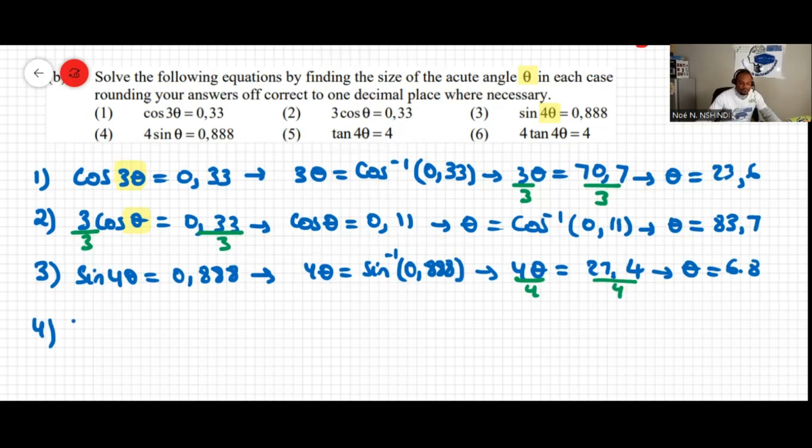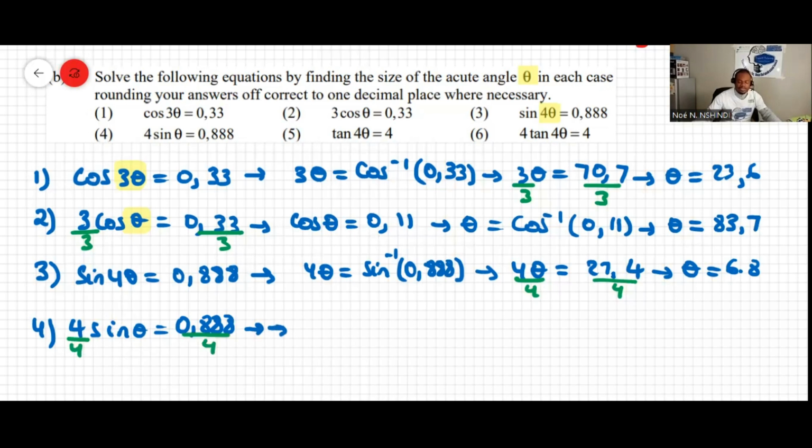Question 4 says 4 sin theta equals 0,888. In this case, we notice that the angle we're looking for is just theta. The angle here is theta in this equation. This 4 is the coefficient, so we need to get rid of it. We divide by 4 on both sides.